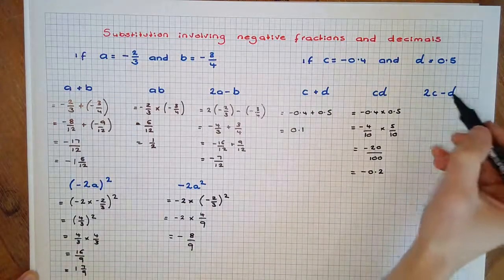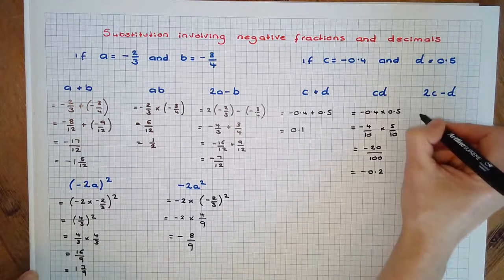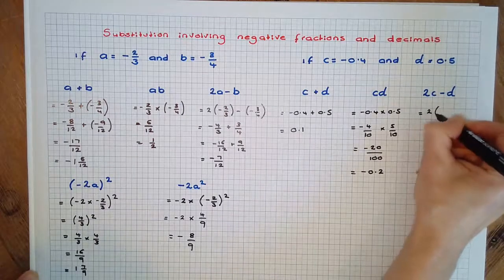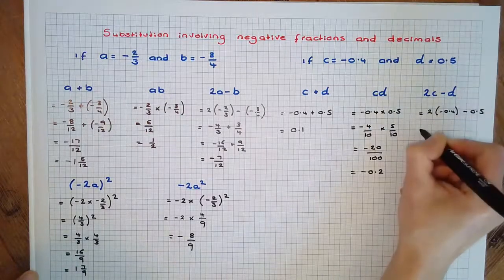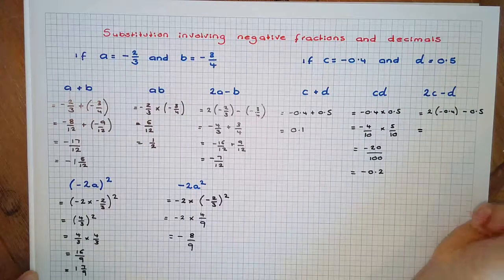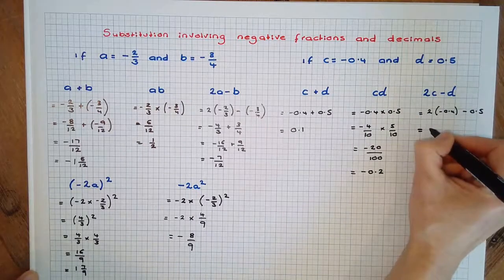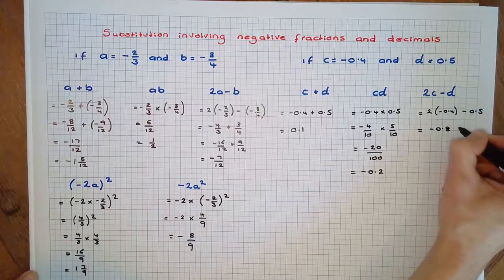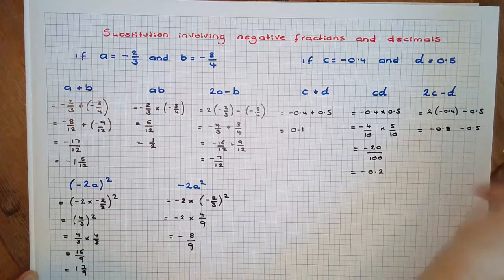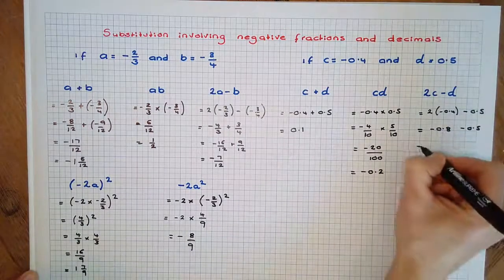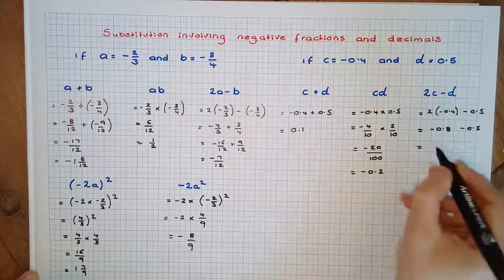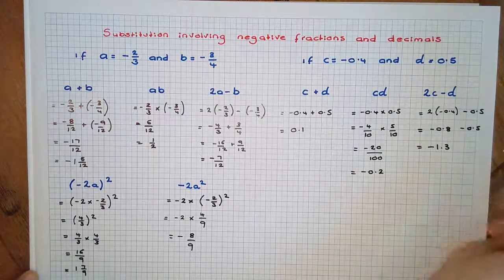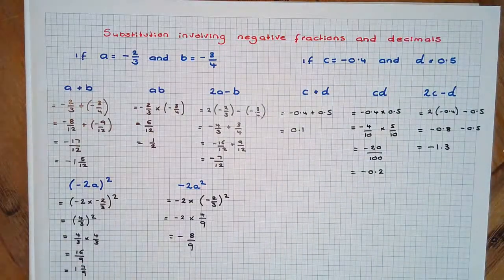And our last example, 2c minus d. Substituting c and d. Here I'll do the multiplication while still in decimals, because 2 times negative 0.4 is easy. Negative 0.8 minus 0.5. In fact, I don't need to convert to fractions at all. Negative 0.8 take away 0.5, moving to the left on the number line. I'll finish up at negative 1.3. And there's a quick summary on substitution involving negative fractions and decimals.